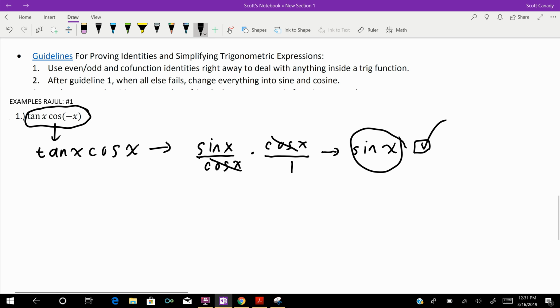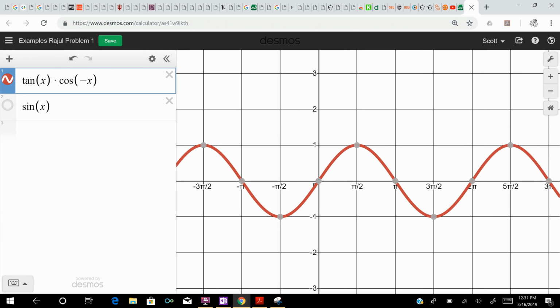of x. Let's check to make sure that that's correct on Desmos. So as you can see here, I've got tangent of x times cosine of negative x on the top expression. Then on the bottom of the expression, I've got sine of x. And if these two graphs overlap, then these two functions are exactly the same. And so let's go ahead and take a look at that. And it looks like they do overlap.